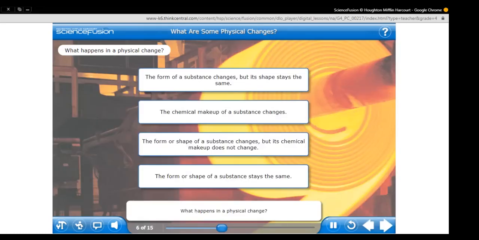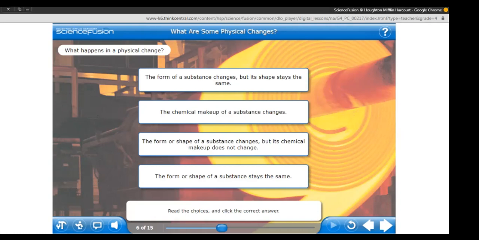What happens in a physical change? Read the choices and click the correct answer. Yusuf, yes, Mr. Mahmoud. What happens in a physical change? Please read the answers, then pick one. Okay. The form of a substance changes, but its shape stays the same. What do you think?